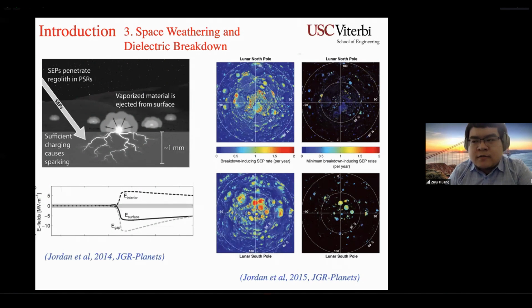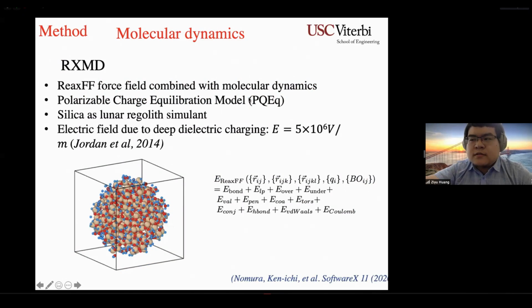By the way, it's reasonable to estimate the electric field to be several times stronger due to the irregular shape of regolith and some more extreme solar energetic particle events. So I decided to use molecular dynamics simulation to test this hypothesis, on silica nanoparticles surrounded by hydrogen.